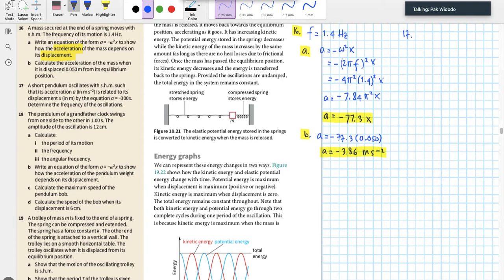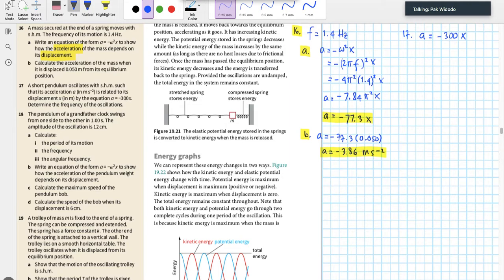A short pendulum oscillates with S.H.M., simple harmonic motion, such that its acceleration a in meters per second squared is related to its displacement x in meters by the equation a equals minus 300 times x. Determine the frequency of the acceleration.